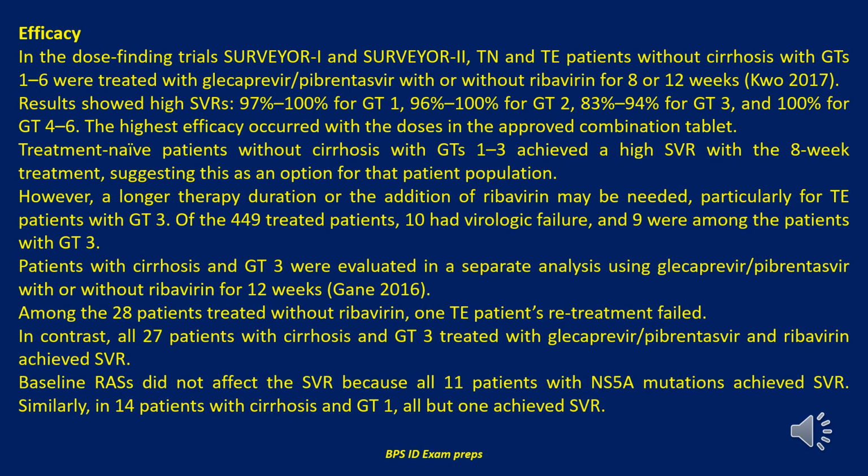Treatment-naive patients without cirrhosis with genotypes 1 to 3 achieved a high SVR with the 8-week treatment, suggesting this as an option for that patient population.